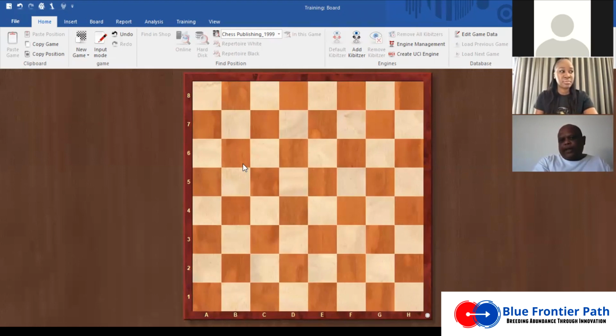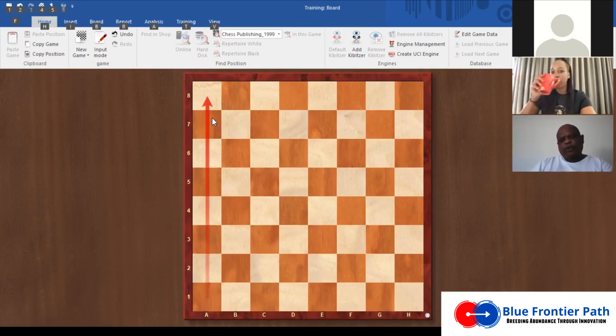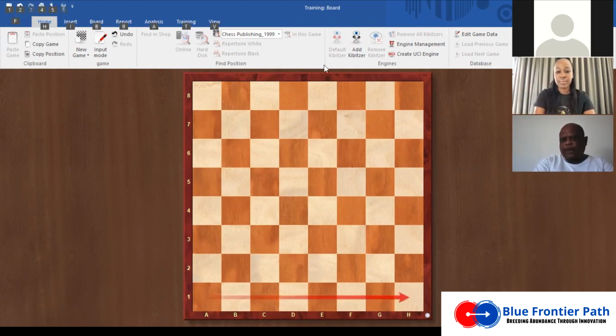So we said on the chessboard there are 3 lines that are important. We have the file, which is the vertical line. There are 8 files, A to H, so all the squares on the A file all the way to H. Then we also have 8 ranks, starting from 1 all the way to 8. So that line shows all the squares on the first rank, second rank, third rank, all the way to the 8th rank.